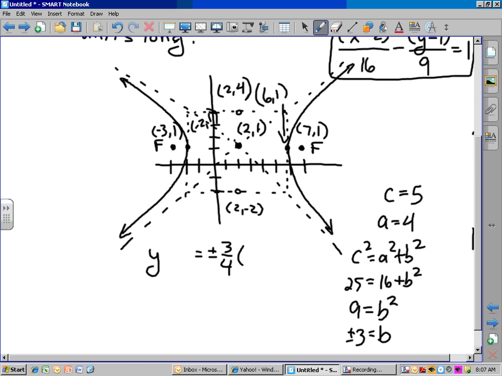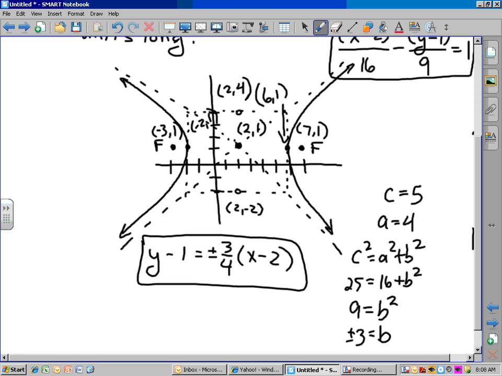Now, when using a point slope, you have y minus y sub 1, x minus x sub 1. Well, our y sub 1 and our x sub 1 is our center point. That's another point that we have. It's the only point that we know. We could figure out the point of the corner, but we don't need to. So we're going to plug in this point. So y minus 1 equals plus or minus 3/4 x minus 2.